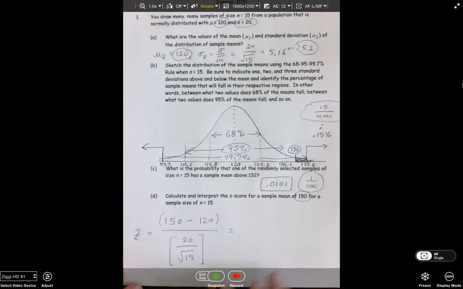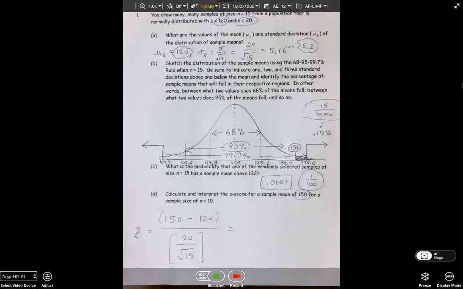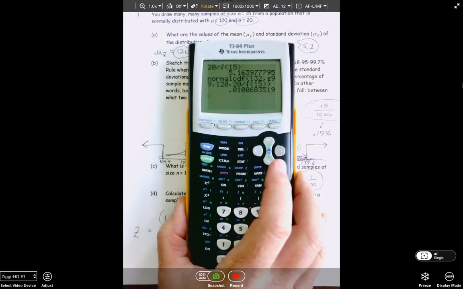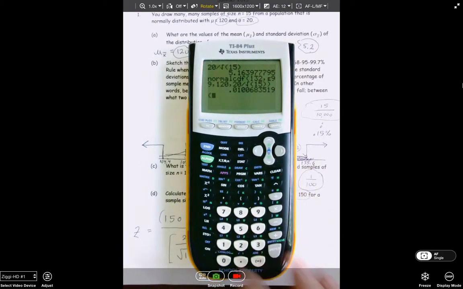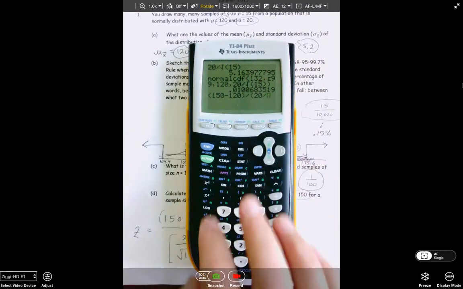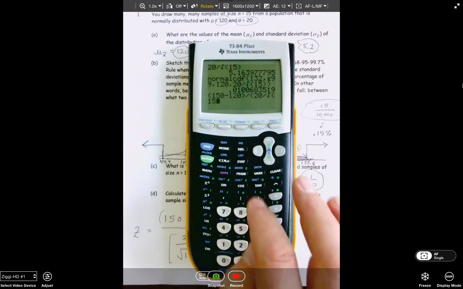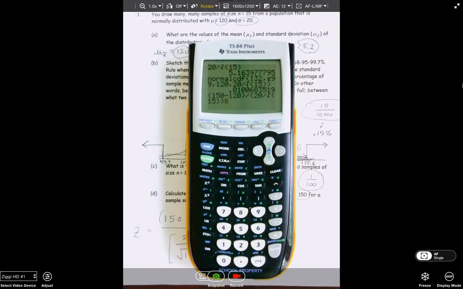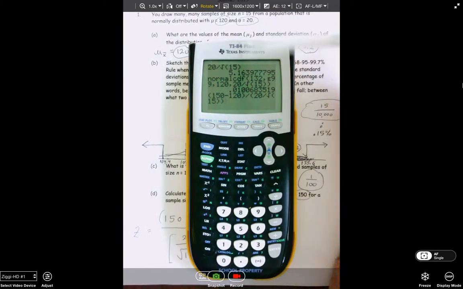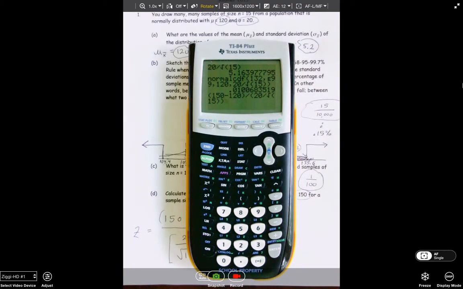And I put that in parentheses and brackets just because it'll be easier for you to get the right answer if you do that, okay, in your calculator. So 150 minus 120 divided by, so we have the standard deviation, which is 20, divided by the square root of the sample size. And guys, make sure you got everything right here. Make sure all the parentheses are there. Make sure you got your division sign there. And make sure that this denominator is in parentheses.